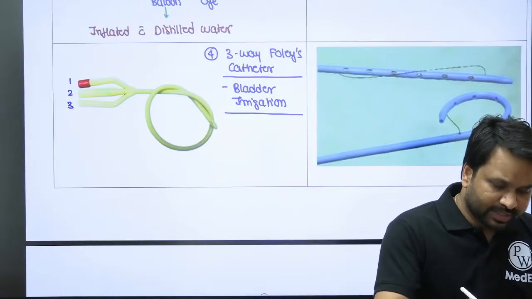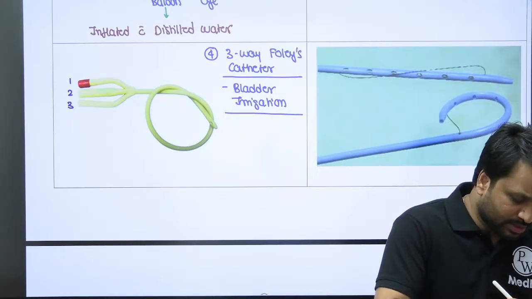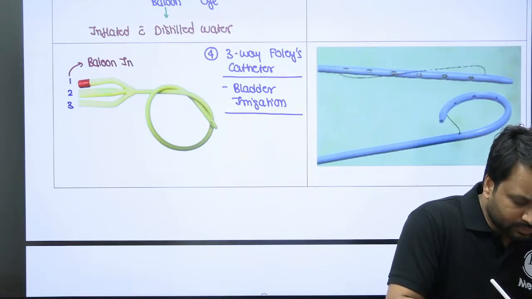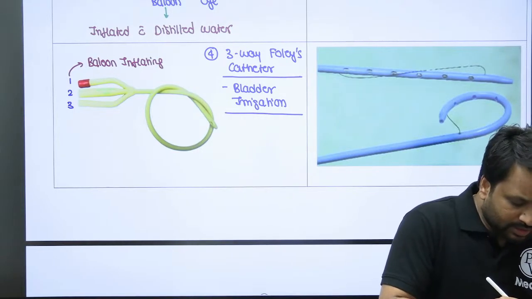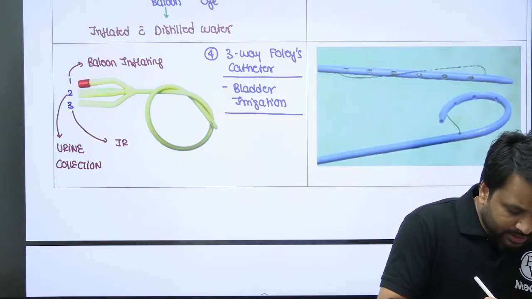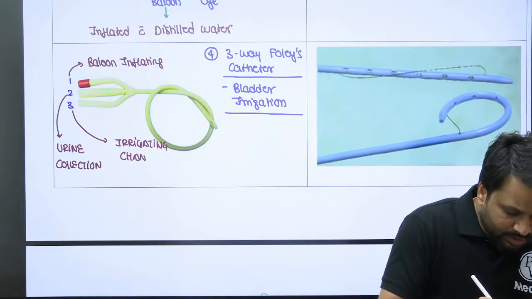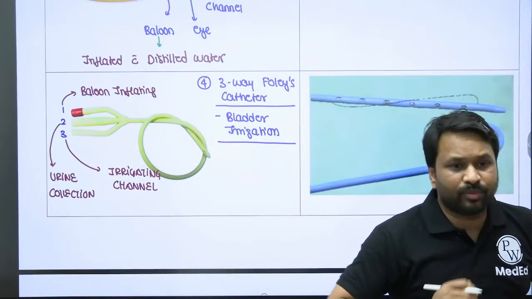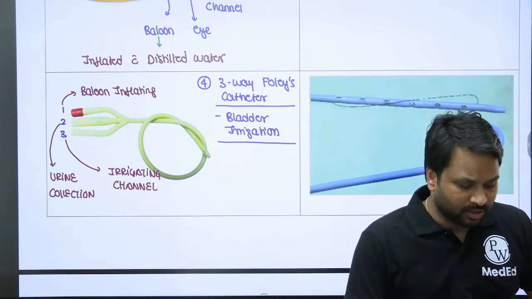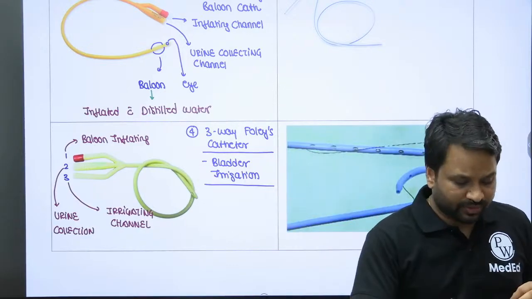Now in a three-way Foley's catheter, again you can see the first channel, which is here. It is going to be the balloon inflating channel. The bigger channel which is present here is for urine collection. And the smaller channel which is present here is an irrigating channel. So you have the balloon inflating channel, the urine collecting channel, as well as your irrigating channel. All these are important with respect to the three-way Foley's catheter.